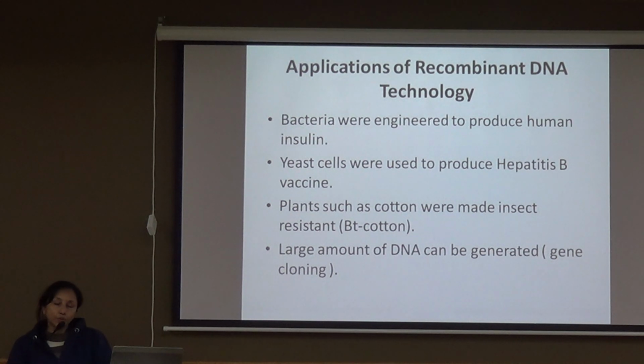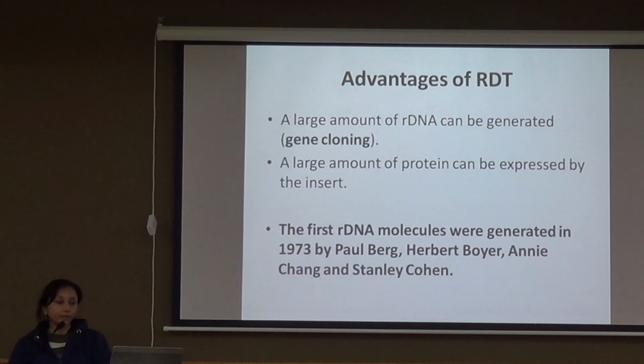So, gene cloning and gene expression are a mechanism for generating proteins, and for generating large amounts of DNA by cloning and expressing in various vectors and host cells. The vectors and the host cells can be prokaryotic or they can be eukaryotic.